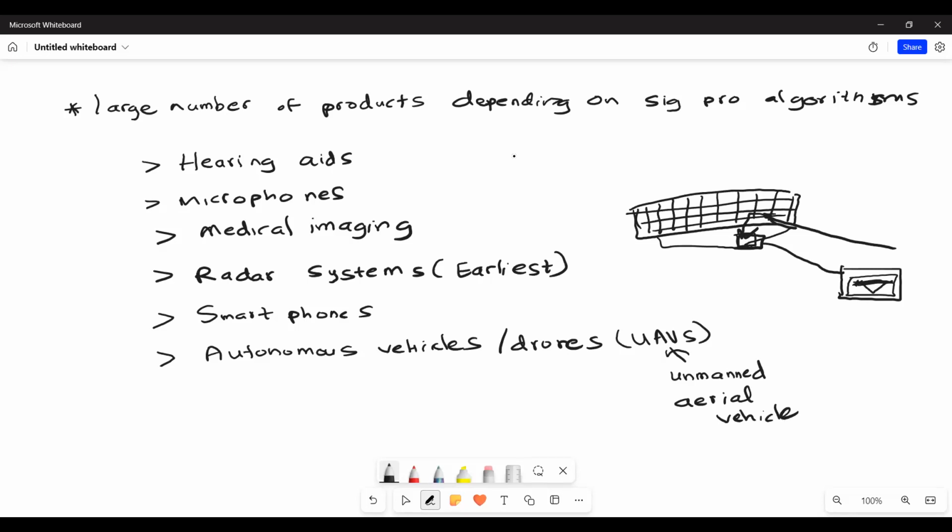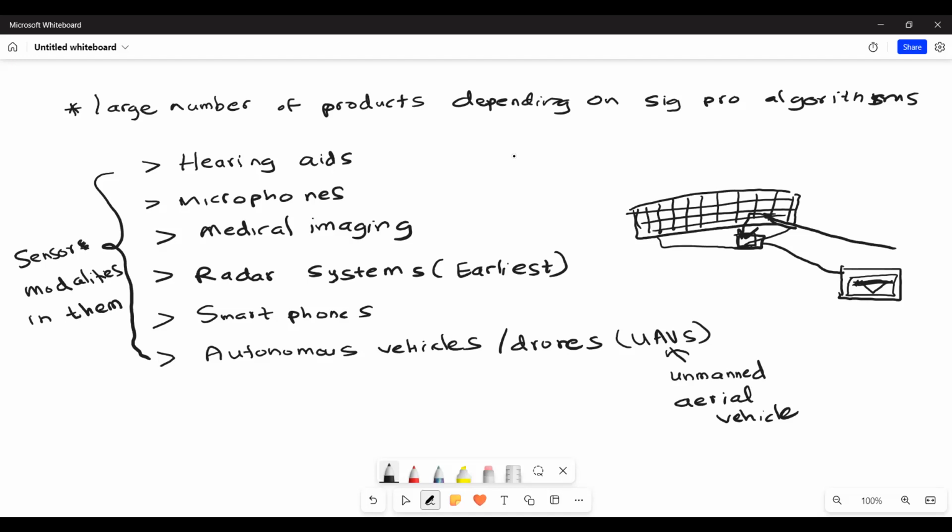In those applications, we use signal processing in multiple ways. Something that we can see in all these applications is that they are embedded with sensors. All these applications have sensor modalities in them. They have sensors embedded in them. We call that sensor modalities.